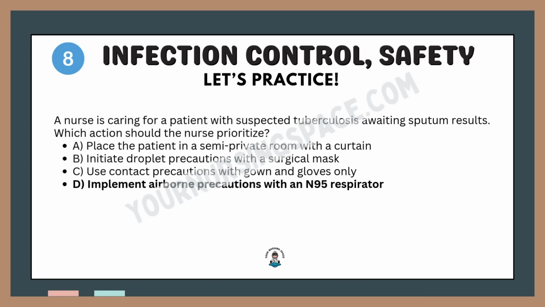The answer is D. Implement airborne precautions with an N95 respirator. Suspected TB requires airborne precautions in a negative pressure room until ruled out with 3 negative sputa, as TB spreads via tiny airborne particles. A is wrong. TB needs isolation, not a shared room. B is droplet, not airborne, e.g. flu. C misses the respiratory risk. Quick tip here: if the question says suspected, you have to act now, don't wait.